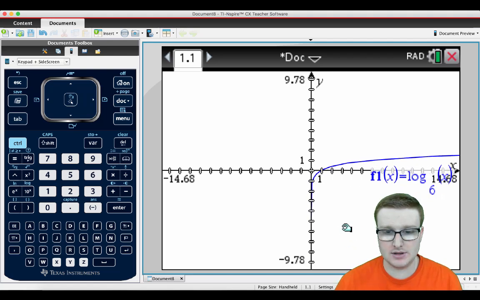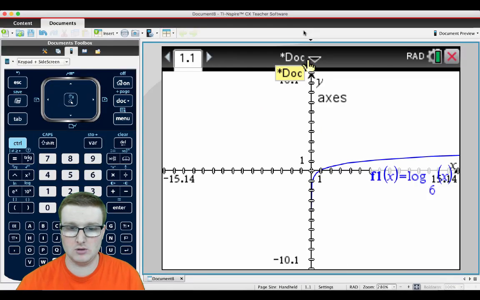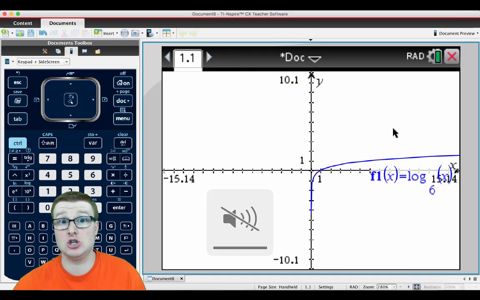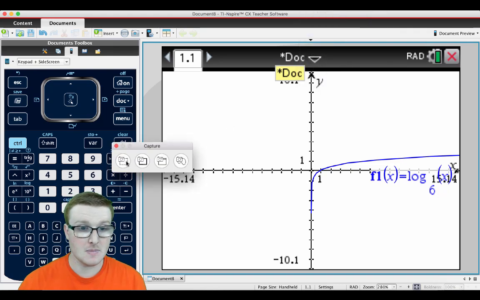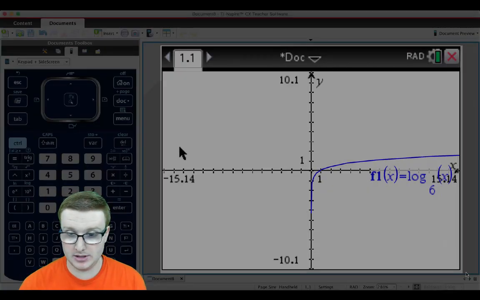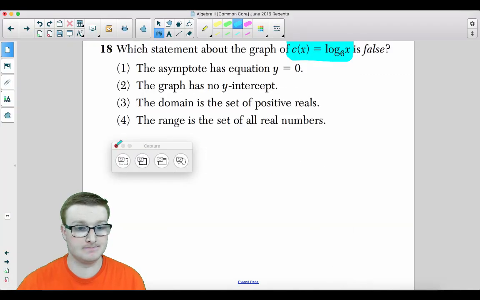So let's go ahead through these answers and let's see what we're talking about. Which statement about the graph is false? I'm actually going to take a picture. Oh, I need to silence my computer because your ears are going to blow off. So it's going to get a little dark here for a second. All right, I'm going to copy this. I'm going to put it on the page so I could draw it.